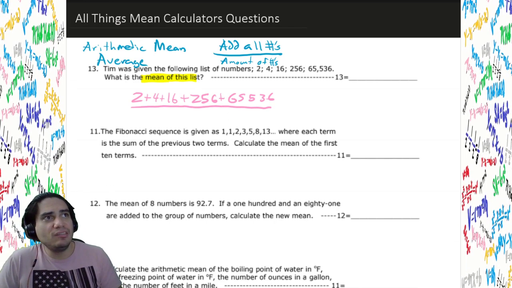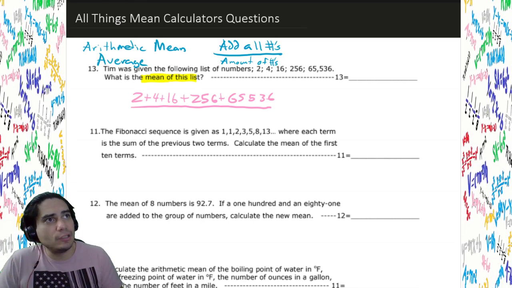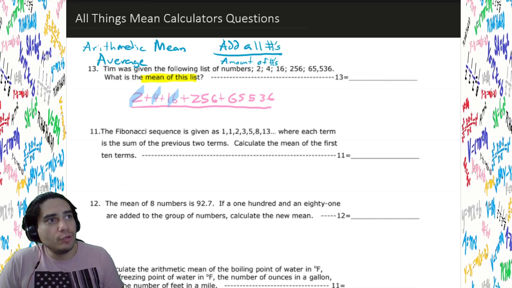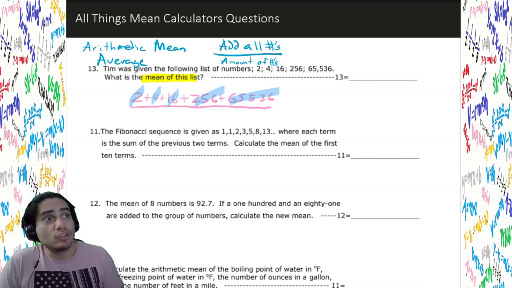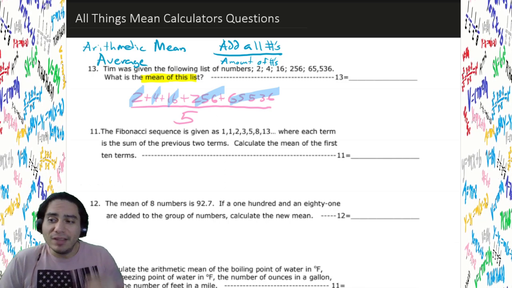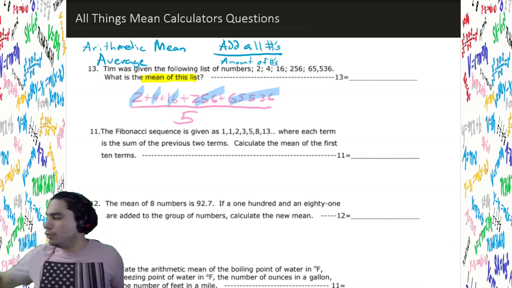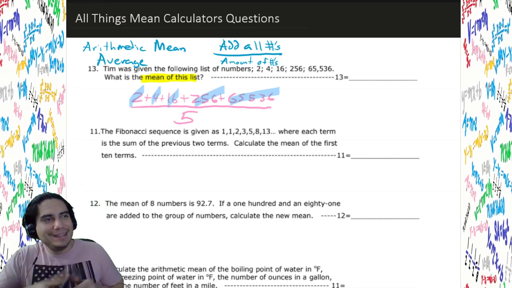So in this case, 1, 2, 3, 4, 5. Got 5 numbers. So we're going to go ahead and divide by 5. And now we can do this problem. So ladies and gentlemen, we're going to bust out our handy-dandy calculator. Good friend. And so let's do it.